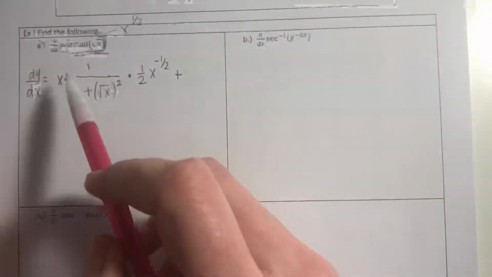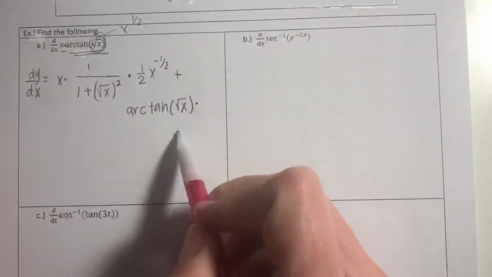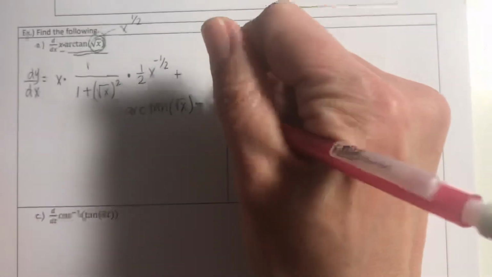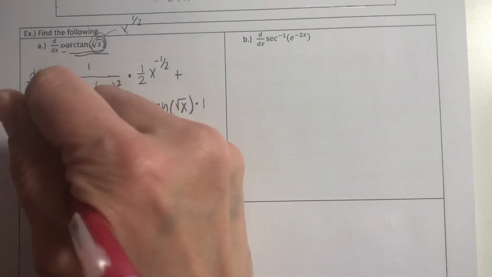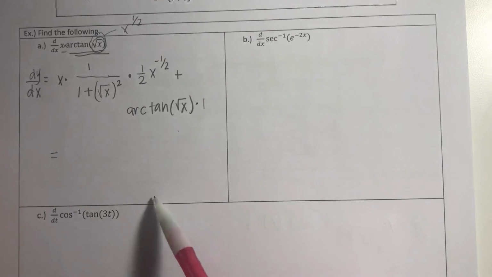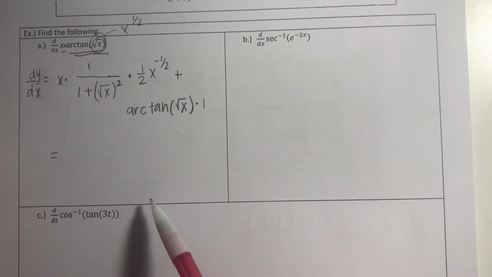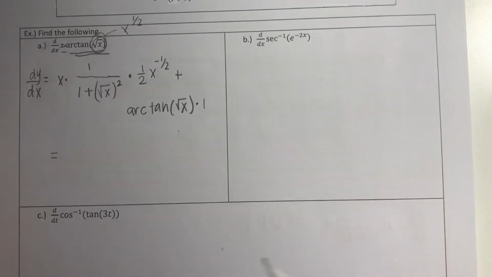Plus the second term, which is arc tangent of the square root of x, times the derivative of the first term, which is just 1. So this can definitely get cleaned up. I'll let you guys do that on your own and check it on Canvas. And then go ahead and try B and C on your own and see if you can get those.